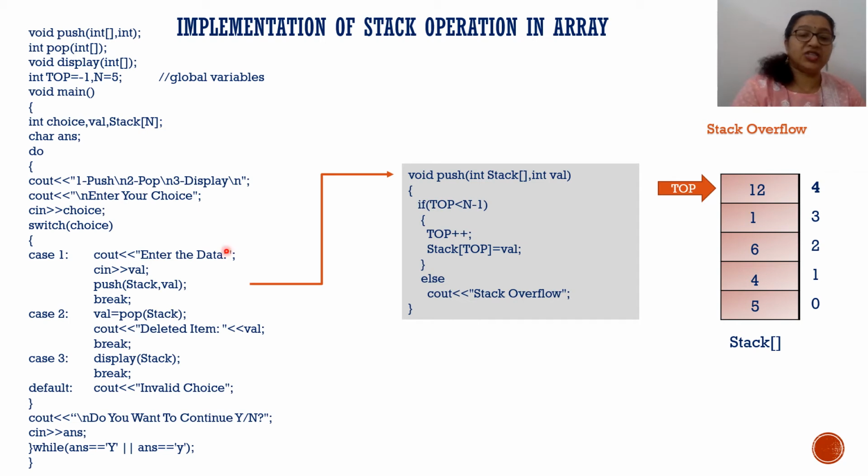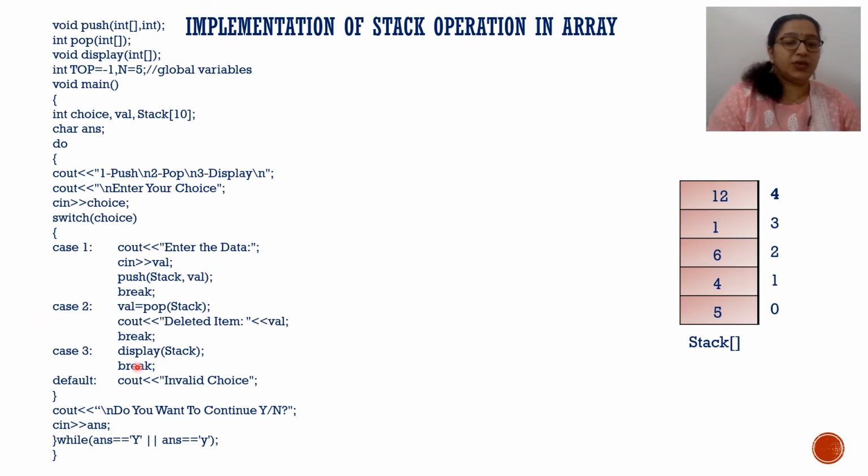Okay, now we can check the pop function. So pop operation is here. We are checking that pop function. In pop, see, the return type is int. So in case 2, val is equal to pop of stack. We are passing that array to that function. See the example here. Already we passed that array here. See these are the values we inserted through the push function.